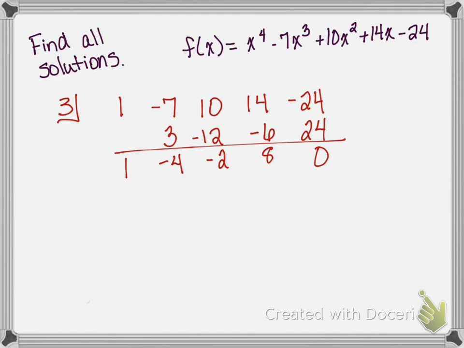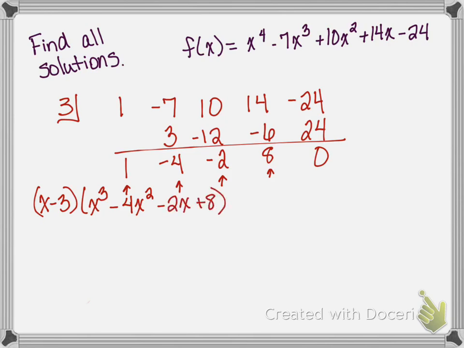So, if 3 is a solution, x minus 3 is a factor. Okay? Constant, x, x squared, x to the 3rd. So I'm going to start with x to the 3rd minus 4x squared minus 2x plus 8. And I can factor that by grouping. Okay? So I have x to the 3rd minus 4x squared minus 2x plus 8.